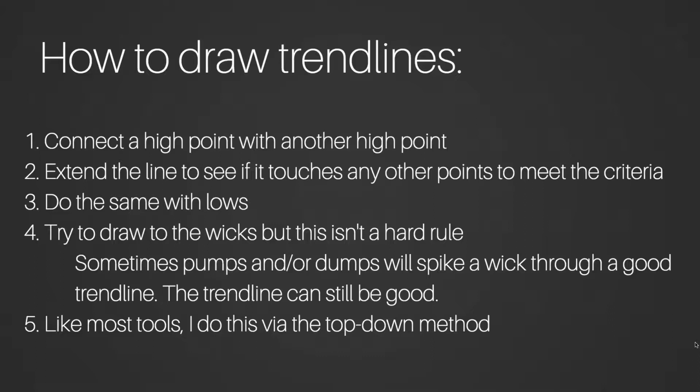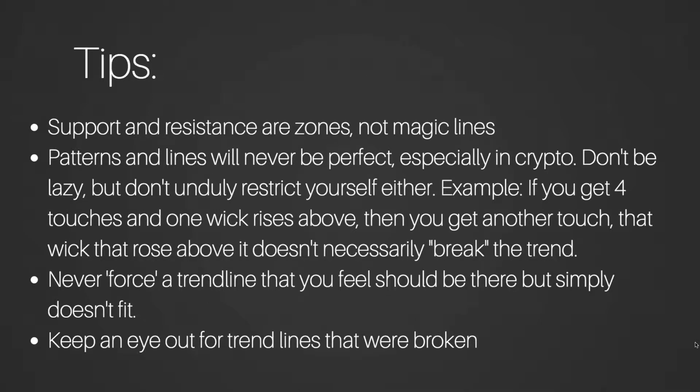Something else to keep in mind is that sometimes pumps and or dumps will spike a wick through a good trend line. The trend line can still be valid. It could still be good in that case. And like I mentioned before, I like doing this via the top-down method, and you'll see that in a second. So here are some tips. The first is that support and resistance levels are zones. They're not magical lines that will hit exactly pinpoint on them every time.